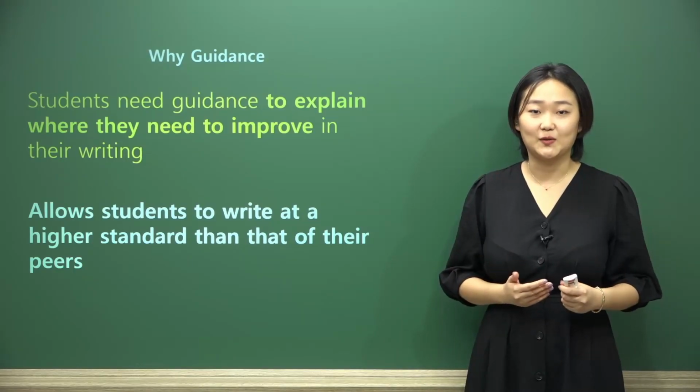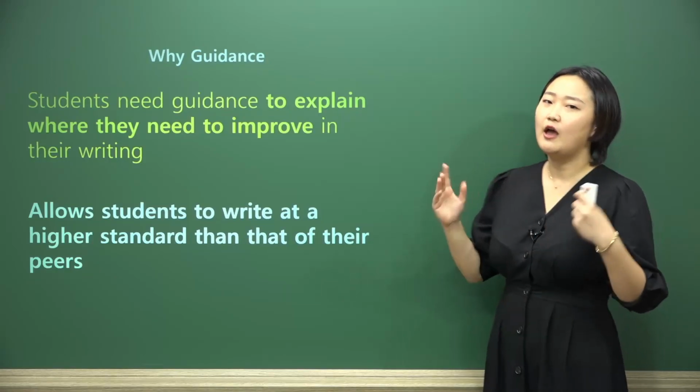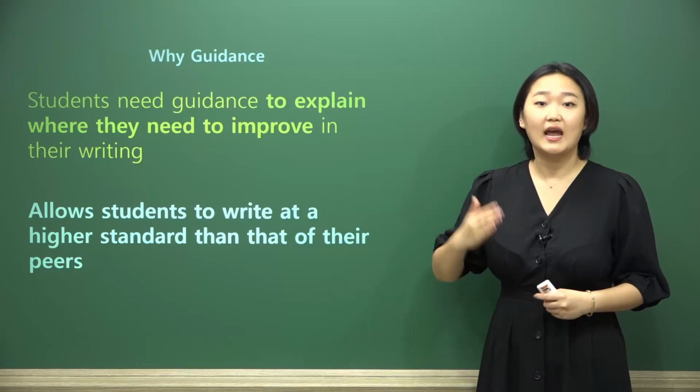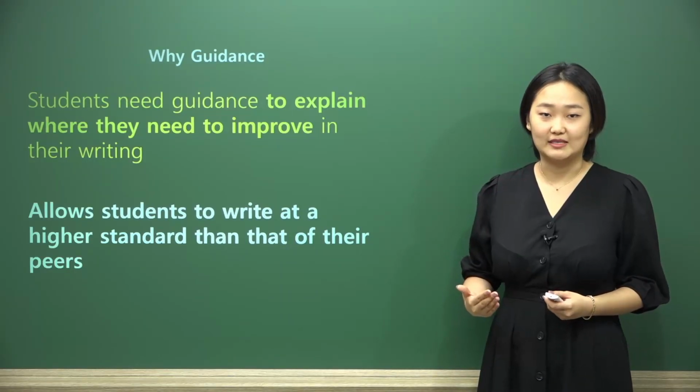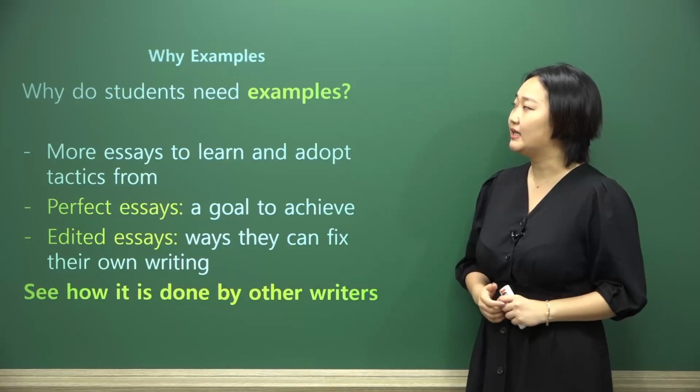Again, that guidance is what's going to allow them to acknowledge that, to see that, and to understand that maybe if I fix this one thing, I'll be able to write better than the majority of my class, and again, assume that top-ranking position in terms of writing in courses. And so why do students then need examples?